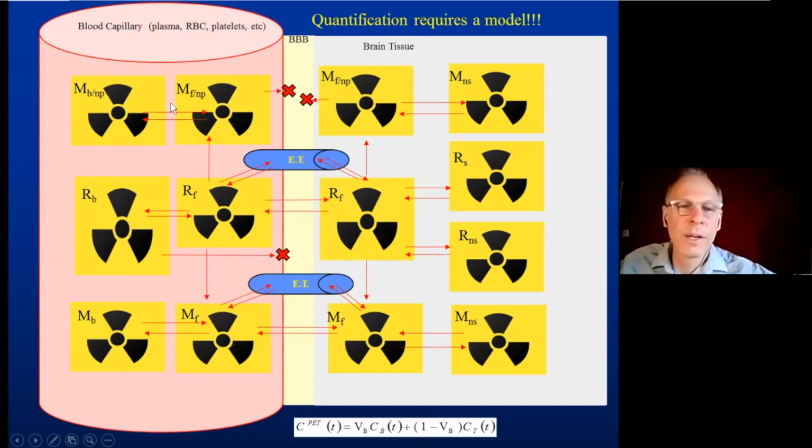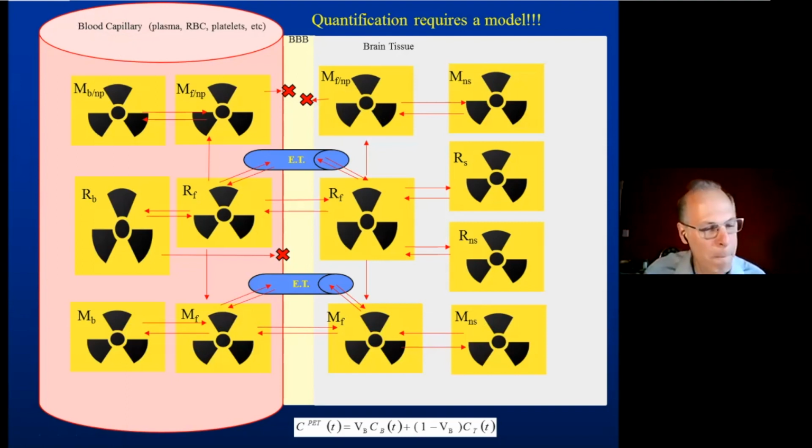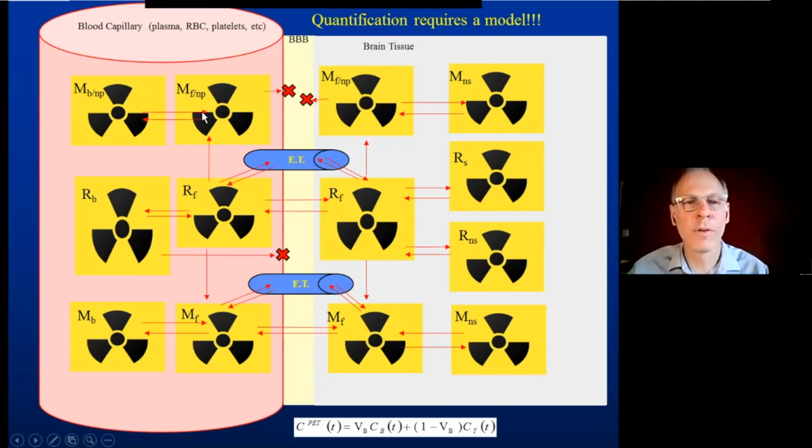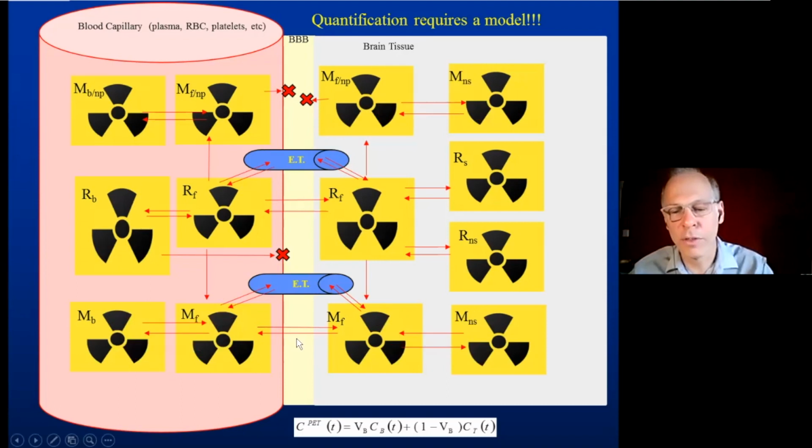As we already saw, inside of the blood, we will have radioactivity coming from the unmetabolized radioligand in plasma, and we will have radioactivity coming from the radiometabolites. In this chart, I am showing the activity coming from radiometabolites that can cross the blood-brain barrier and that cannot cross the blood-brain barrier.